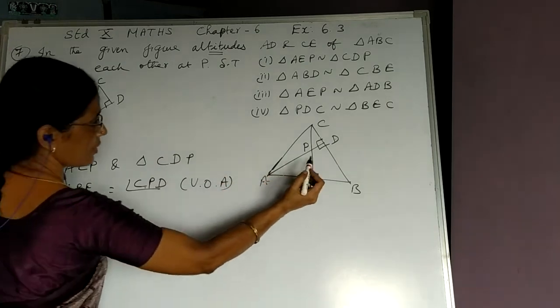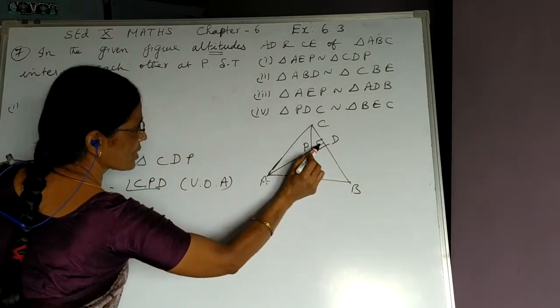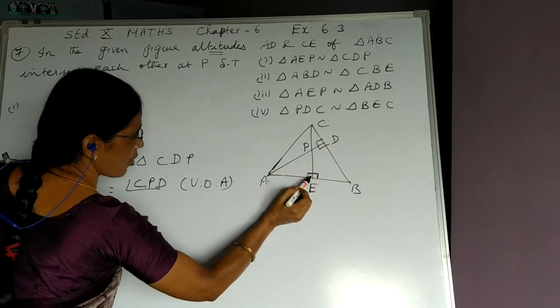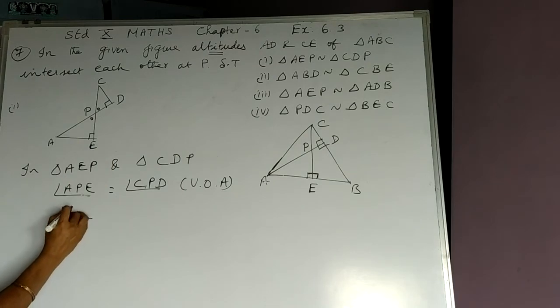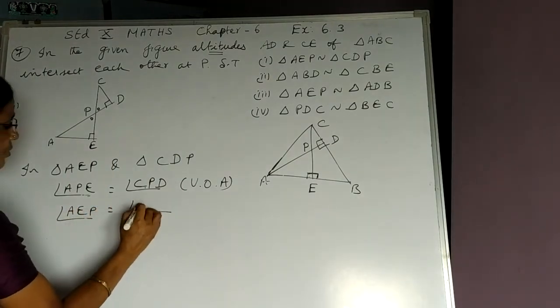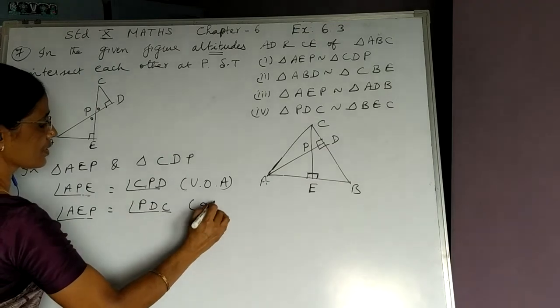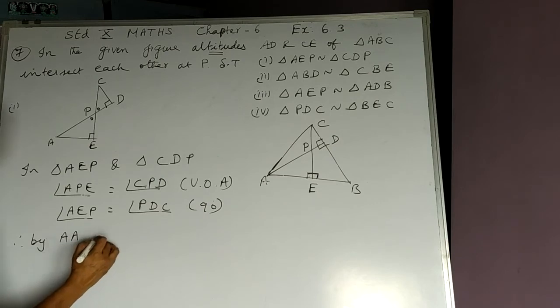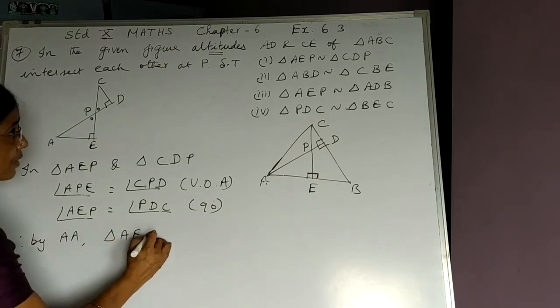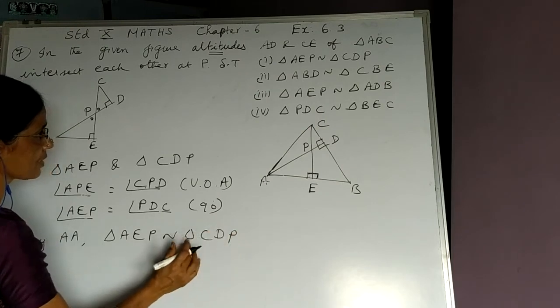Because AD is an altitude, how many degrees are formed at the point D? 90 degrees. How many degrees are formed at the point E? 90 degrees. Therefore, angle AEP is equal to angle PDC. The reason is 90 degrees because it is an altitude. It is a perpendicular line segment drawn from the vertex of the triangle to its opposite side. Therefore, it becomes 90 degrees. Therefore, we got two pairs of angles equal. Therefore, by double A, triangle AEP is similar to triangle CDP.